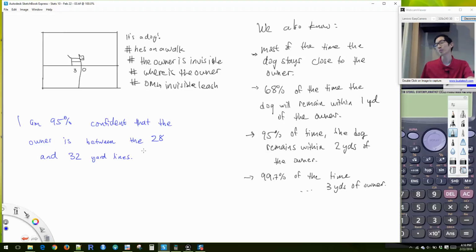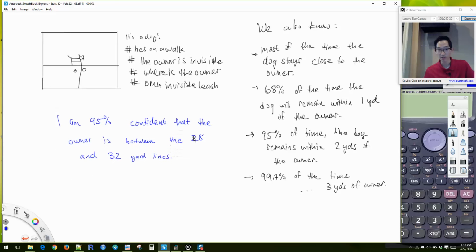Well, I guess I just want to make sure this makes sense. So what we're saying is, we understand the behavior of the dog, and because we understand the behavior of the dog, even if we can't see the owner, if we see where the dog is, we know that the owner is nearby. That's what we're saying, okay? So if we see that the dog is located at the 30, we know that the owner can't be too far away.